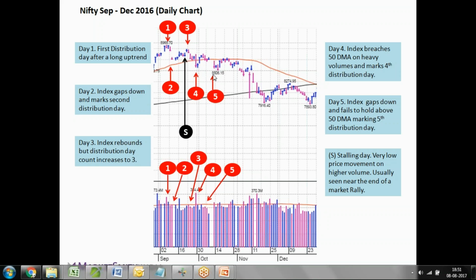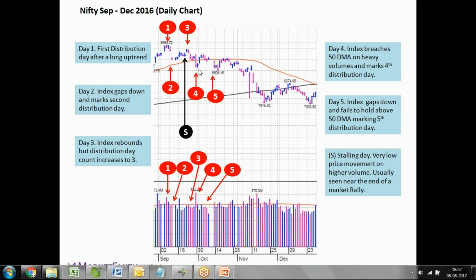But again, on this day marked as 5, it again gaps down. That is one thing. It again closes below the 50-day moving average, and this is the fifth distribution day. So in total, we have 5 distribution days standing here and looking back. Day 5 is when it gapped down as well as it fell below the 50-day moving average.